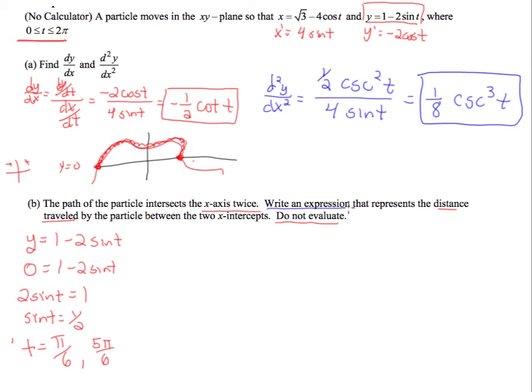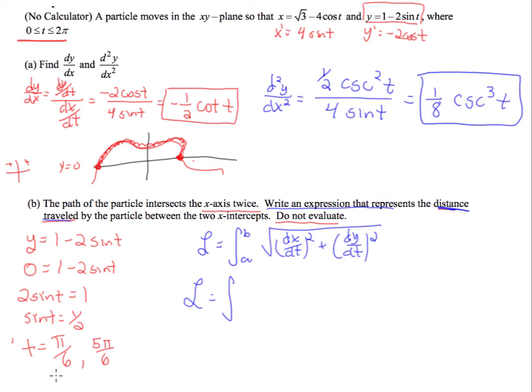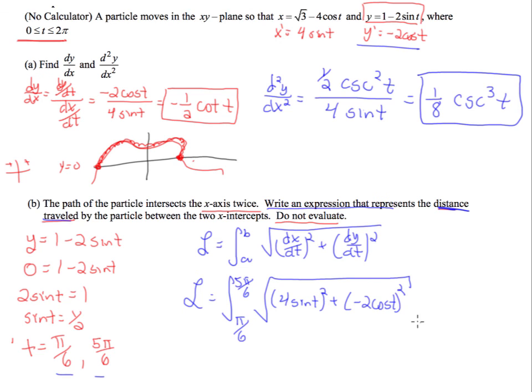Now I need to find my equation for total distance traveled. So I recall that's the same as arc length. So this is the equation I will be using. And I'm going to replace my a with pi over 6, my b with 5 pi over 6. And I'm going to use the derivatives we found in part A to replace up here. And I'm going to square each of those derivatives. And since it only asked us to set it up but not evaluate it, I can stop here.